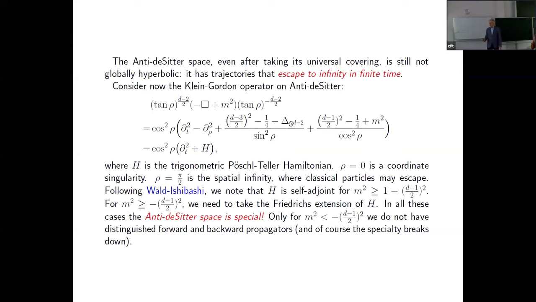There is a region of m squared which is negative, but not too negative, where it's still okay if you take Friedrichs extension, and then the special property holds. Now, if mass squared is very negative, which is this condition, then you don't have a distinguished forward and backward propagator. Of course, you can say who cares about such negative masses. But on flat Minkowski space, there was no such issue at all. So anti-de Sitter is still worse.